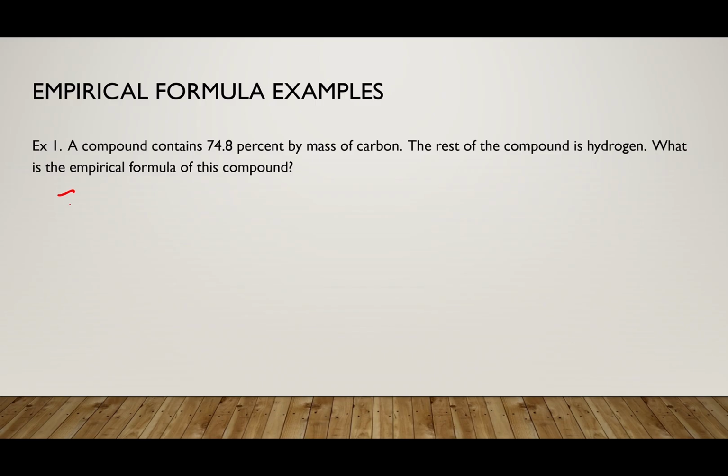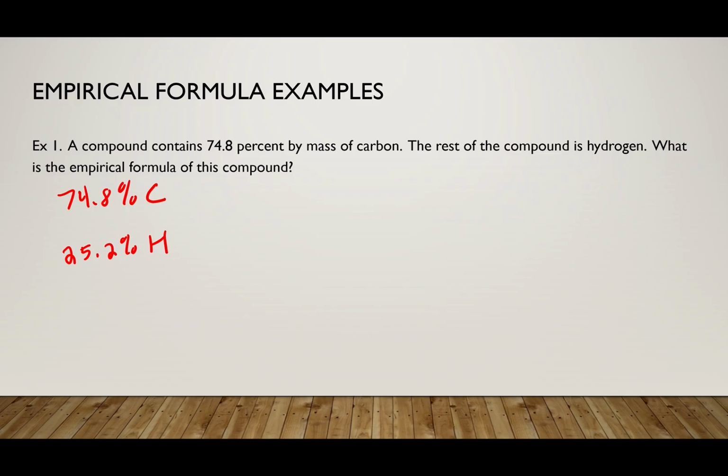So to begin, we know that this compound is at least 74.8% carbon. If the rest of that is hydrogen, and we know these two have to add up to 100%, that means we have 25.2% hydrogen in our compound. So the first step says that we need to assume we have 100 grams of the sample.